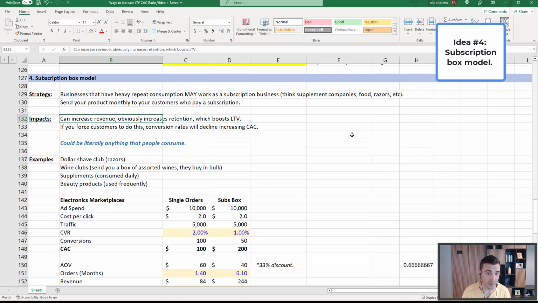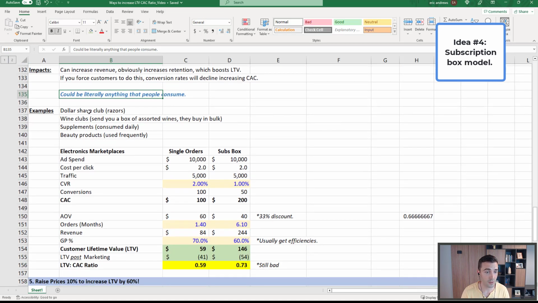So this can increase revenue by a lot. It can obviously increase retention by a ton because customers are buying each month, which boosts your customer lifetime value. One issue is that if you force customers to subscribe rather than just paying on a one-off basis, conversion rates will go down a lot and your CAC will go up a lot. So this can completely backfire, although it does work really well for certain types of businesses. This could be applied to anything that people consume regularly.